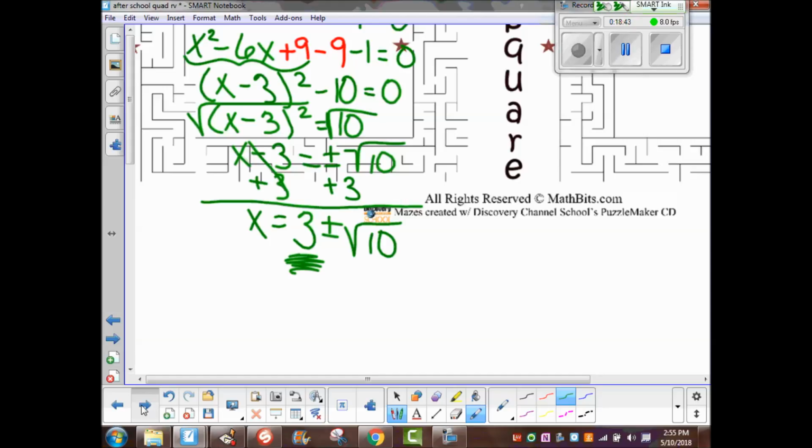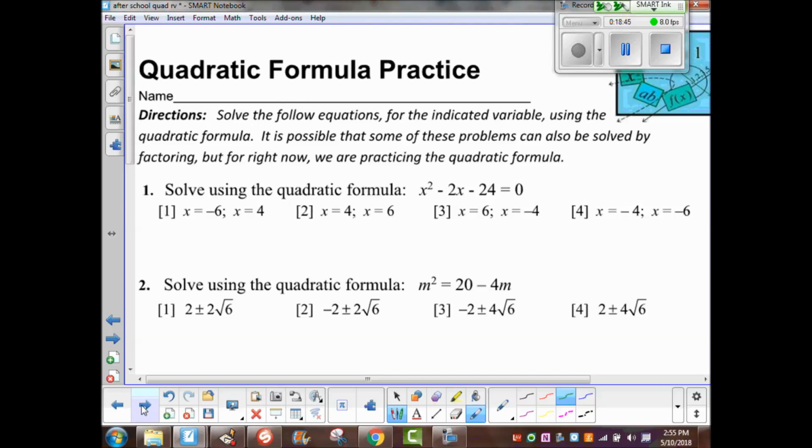All right, let's hop over. Let's do a couple quadratic formula questions, and then we'll be done.